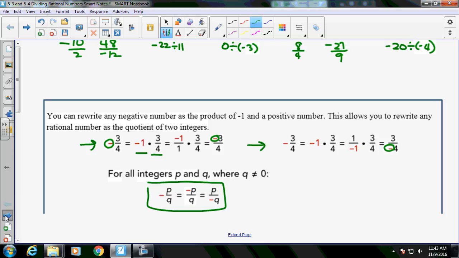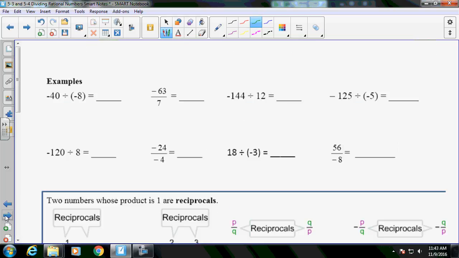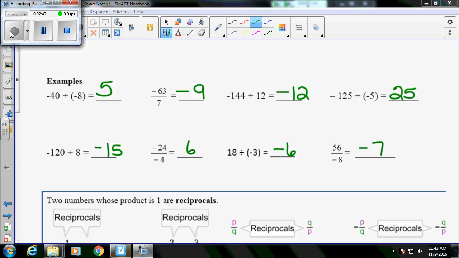So let's move on to our next page. Here are some examples. Take a minute to do these, and we'll meet back. There they are. How'd you do? I'm hoping you didn't use a calculator, because we're not supposed to be using one.